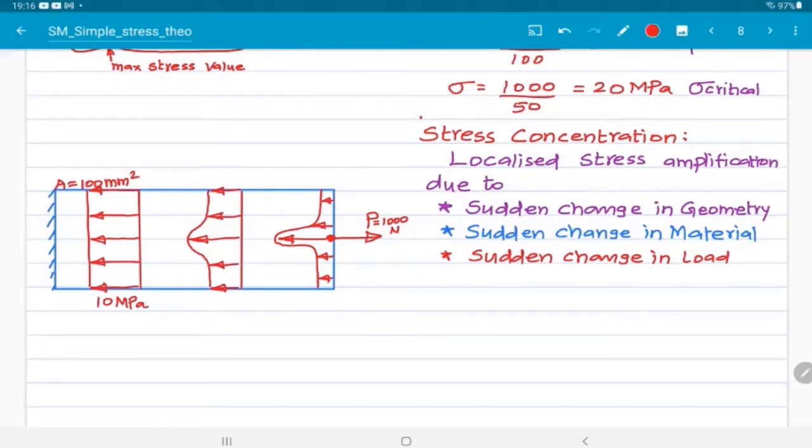So nearer to the point load application point, we cannot expect uniformly distributed stress. If you travel at least 2.5 times the diameter or width inside the material, you can see uniformly distributed stress throughout the cross section. Nearer to the point load, you can see localized stress amplification. What is the name of that? Stress concentration. It will be more than the expected stress value, meaning more than 10 megapascal.